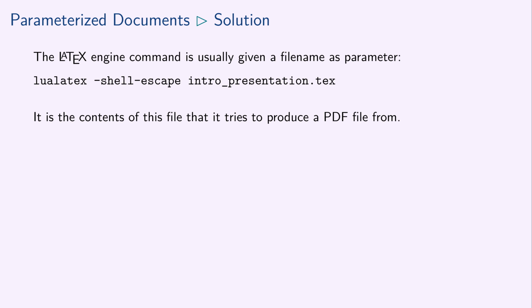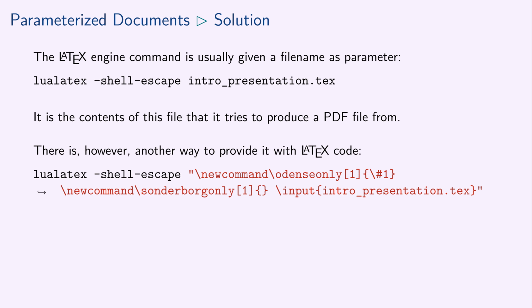Yes, it's natural to pull that string from a file, but it could also be provided by command line, and then it will look like this. So this is a different way of running LaTeX. Instead of taking the code from that file, we take the code from a string that we provide on the command line. And in this case, what we do is that we first define 2 commands, this one and this one, and then we input a LaTeX file, which happens to be this one up here.